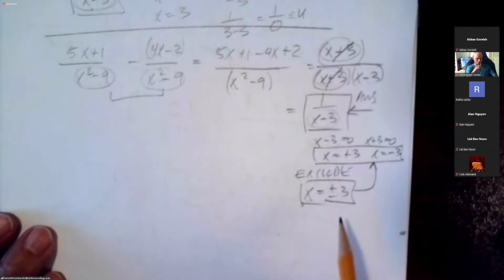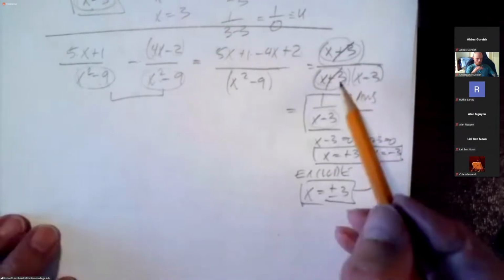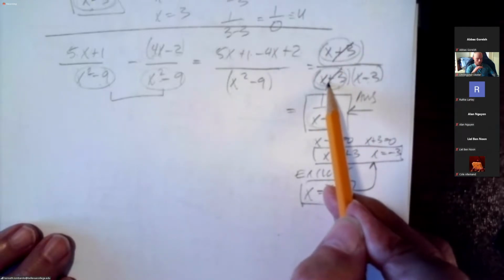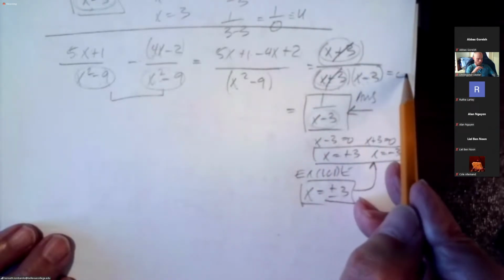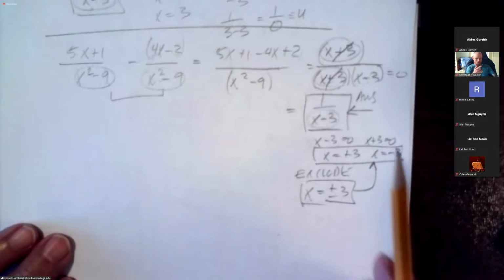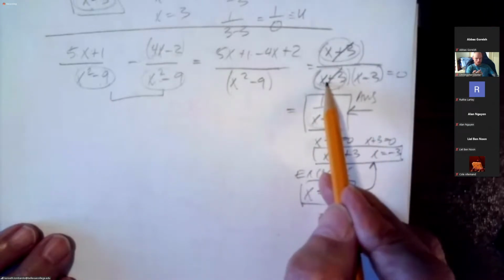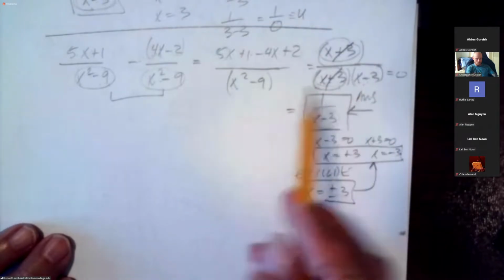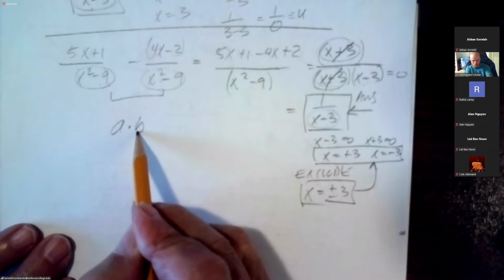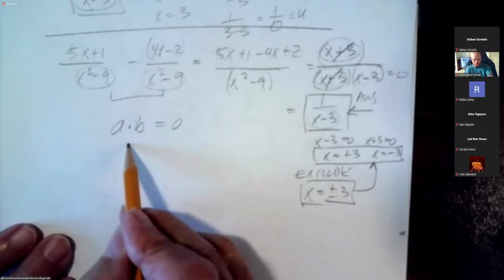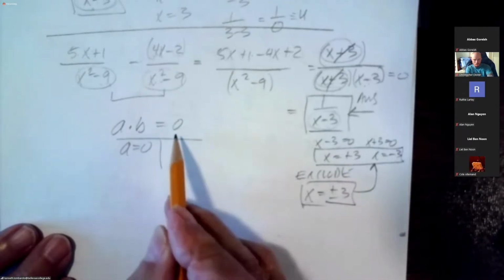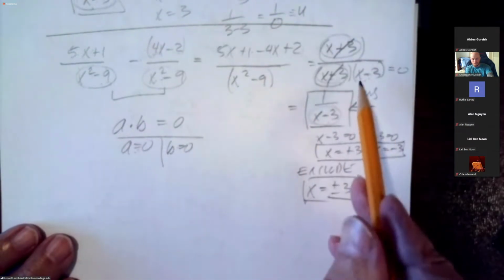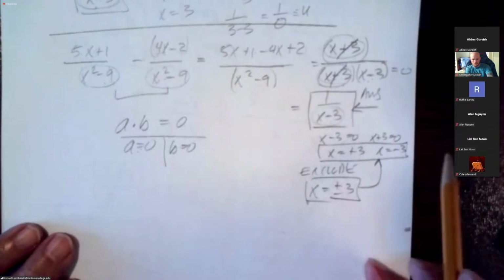Why is minus 3 excluded? Because up here we had in the denominator x plus 3 and x minus 3, and we set that denominator equal to 0. When we do that, x plus 3 could equal 0, or x minus 3 could equal 0. That is, if we have a times b equals 0, then a can equal 0, or b could equal 0. And so we have to set both of those equal to 0 and solve for x.